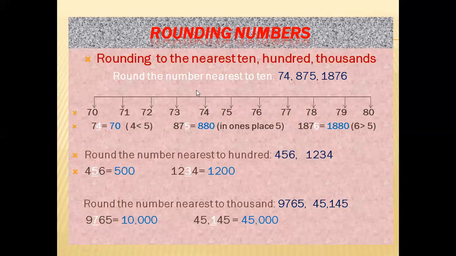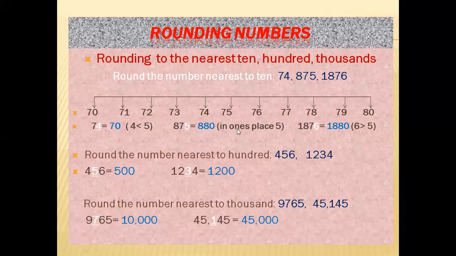See, I will repeat once again. Round the number to the nearest 10 means you have to see the ones place. If the ones place is less than 5, the number remains the same. If it is 74, it becomes 70. If the ones place is 5 or greater than 5, the tens place digit changes to the next digit. 875 changes to 880. You have to add 1 to the tens place digit. Understood?